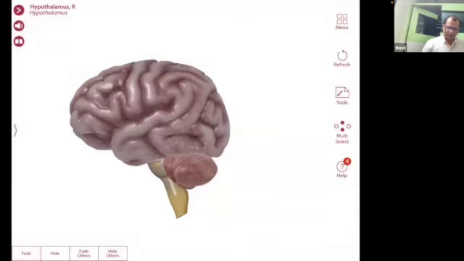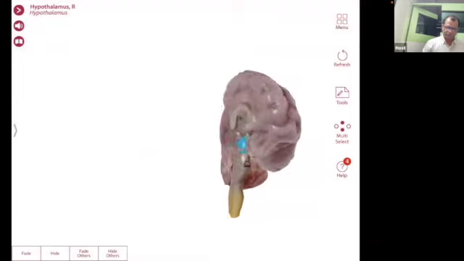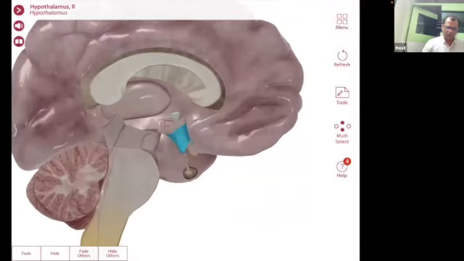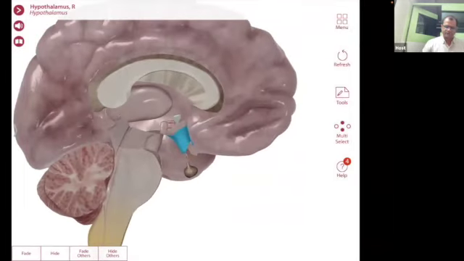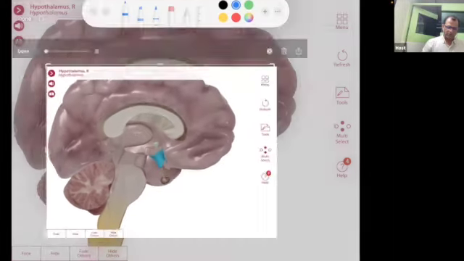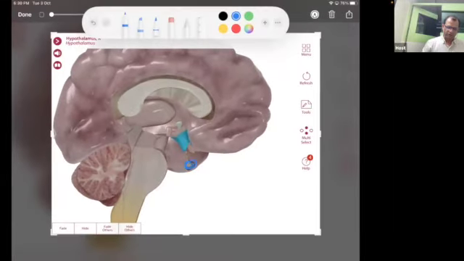And if we cut the brain in half, this is the hypothalamus. ये हमारे ब्रेन का हाइपोथैलेमस है, and this is the pituitary gland. Both are connected with one stalk. So let's talk about the hypothalamus first. पहले हम हाइपोथैलेमस की बात करेंगे.